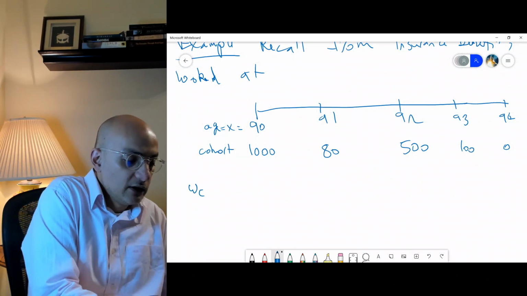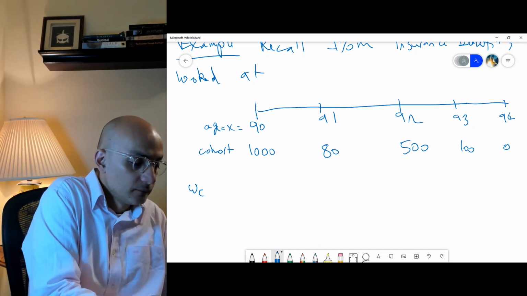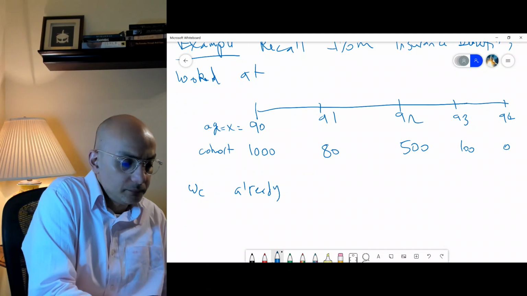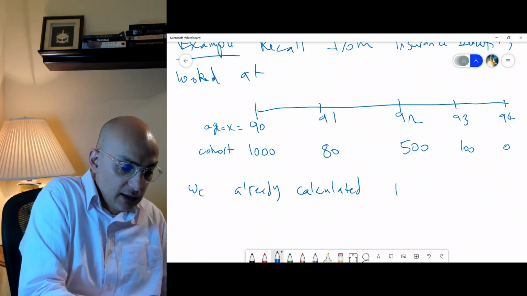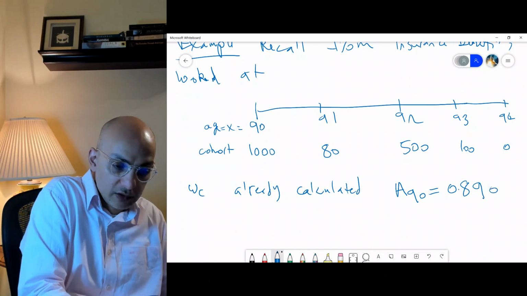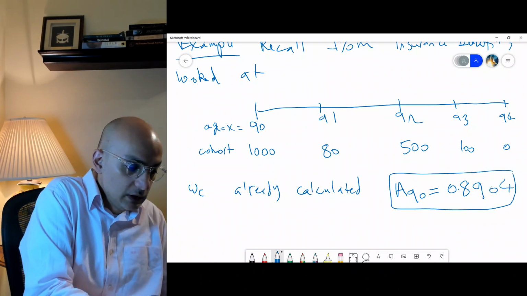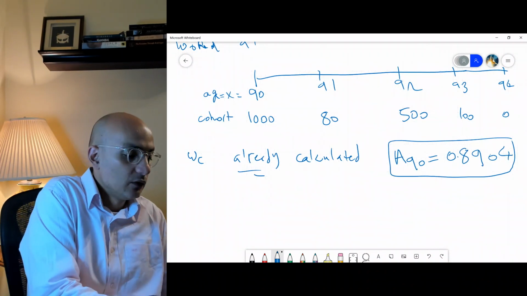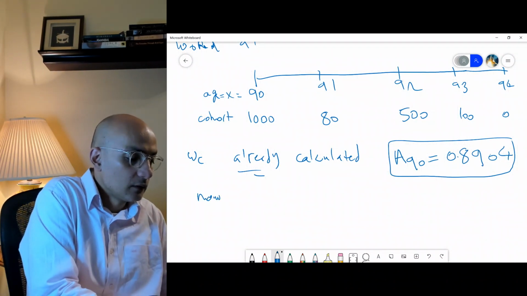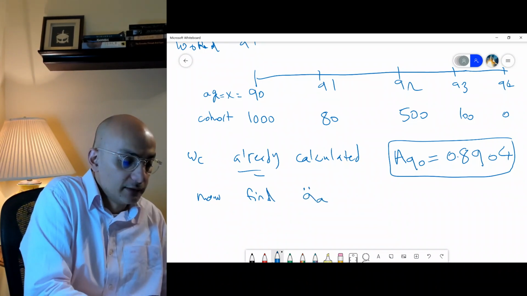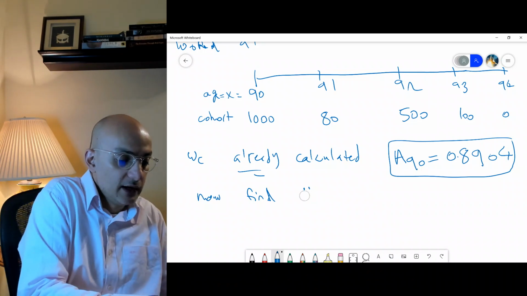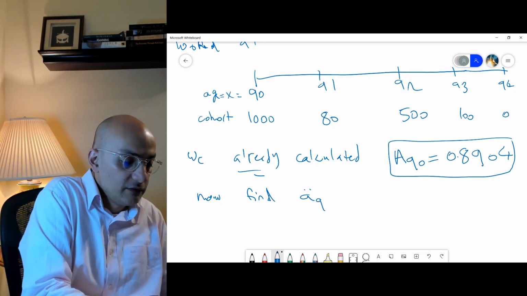We already calculated, go back to your notes, we already calculated A90 to be 0.8904. And this is already calculated. Now we need to find the annuity at the beginning of the year for 90. So we need to find ä90, the life annuity at age 90.